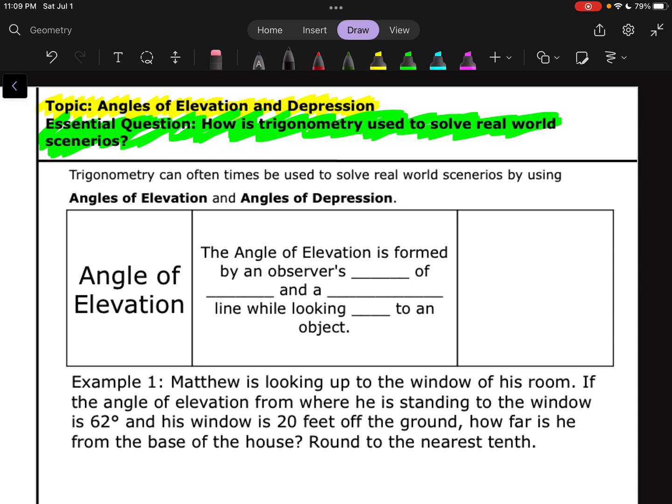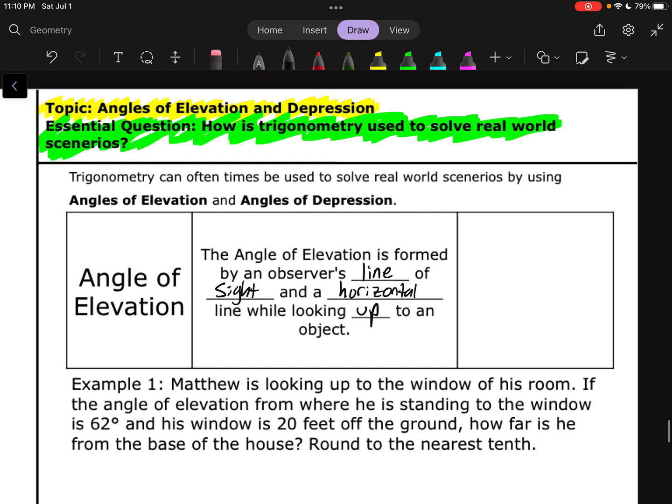A little recap to get us started here. Trigonometry can oftentimes be used to solve real-world scenarios by using angles of elevation and angles of depression. Let's start with an angle of elevation. So what is this thing? The angle of elevation is formed by an observer's line of sight and a horizontal line while looking up to an object.